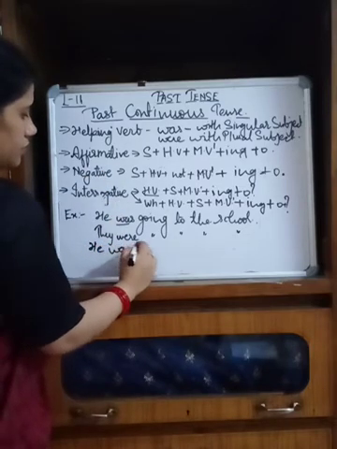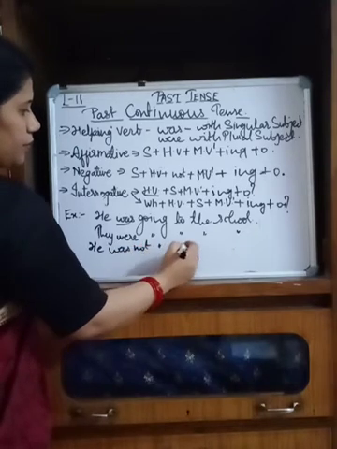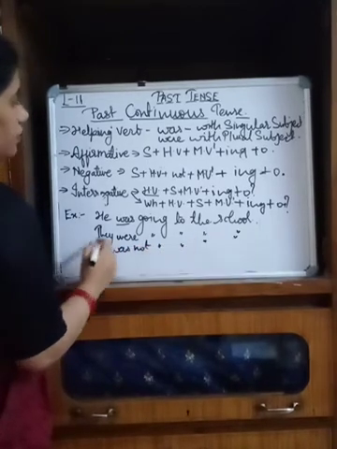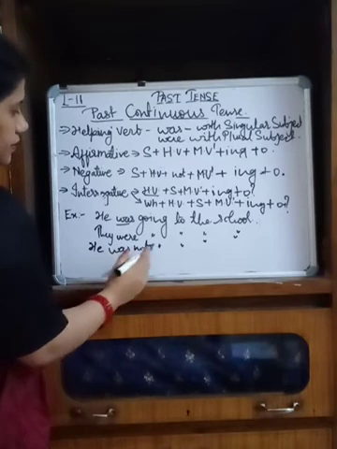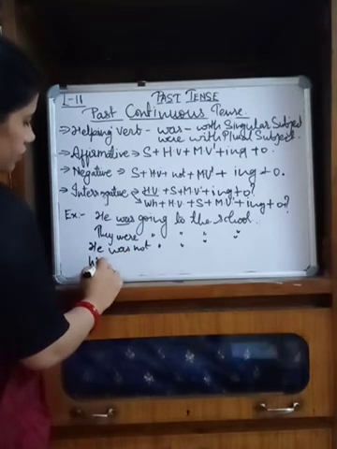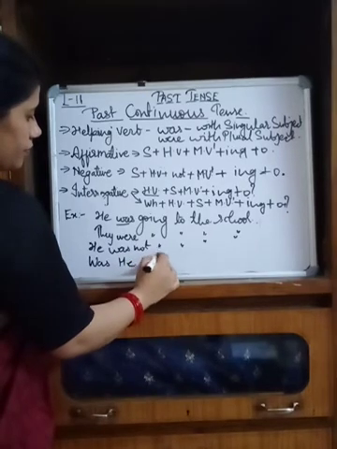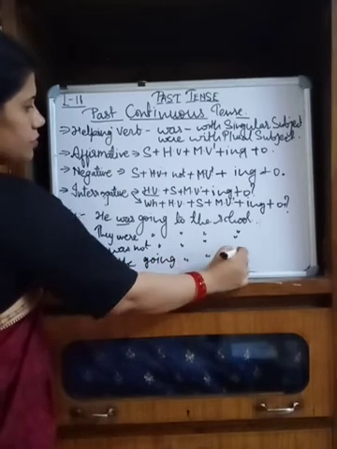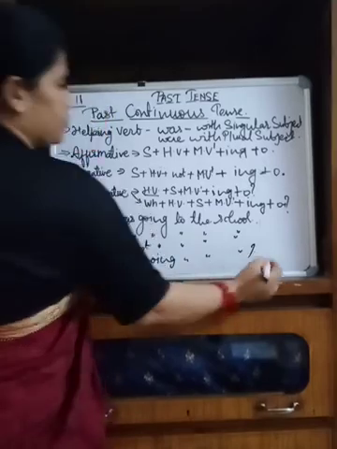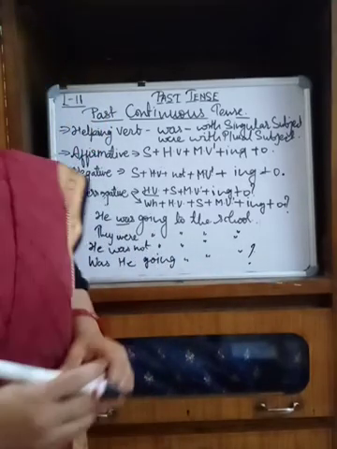See the example of the negative sentence. He was not going to the school. Then for the interrogative sentence, was he going to the school? So this is the overall past continuous tense.